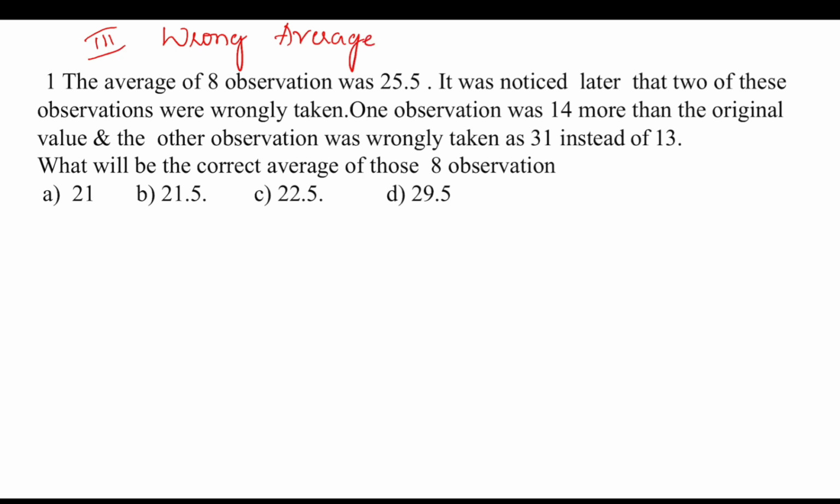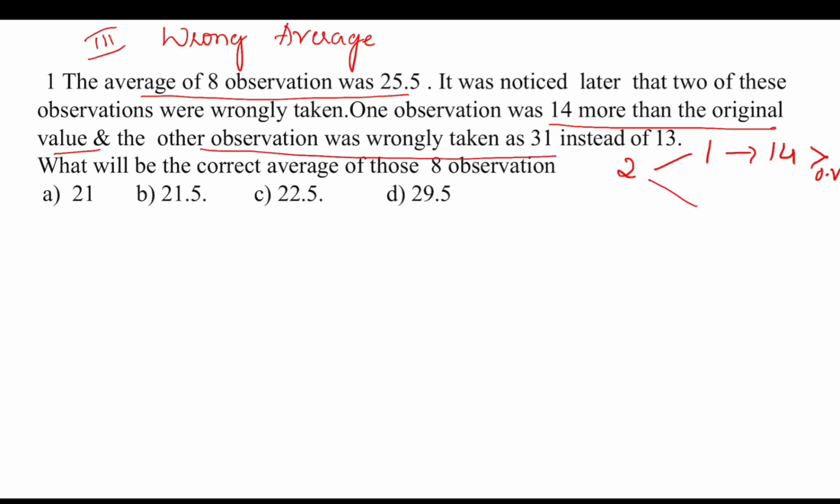Okay, so the average of 8 observations was 25.5. It was noticed later that 2 of these observations were wrongly taken. So 2 observations were wrongly noted. In that, one was 14 more than the original value. And the other observation was wrongly taken as 31 instead of 13. It should actually be 13, but it was noted as 31.